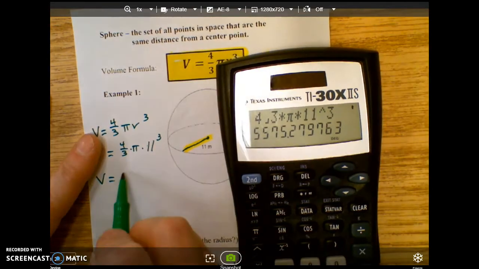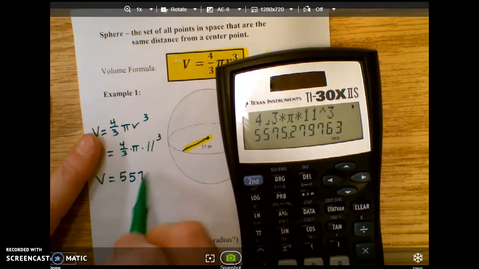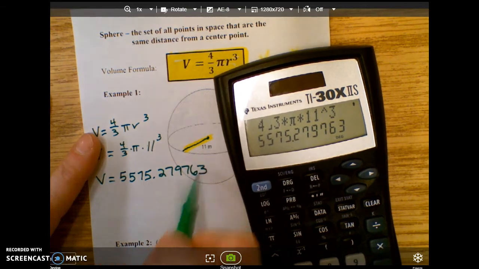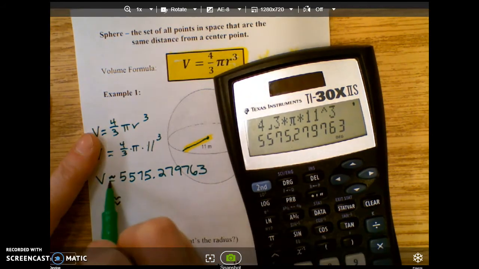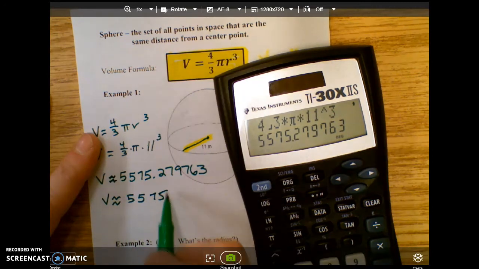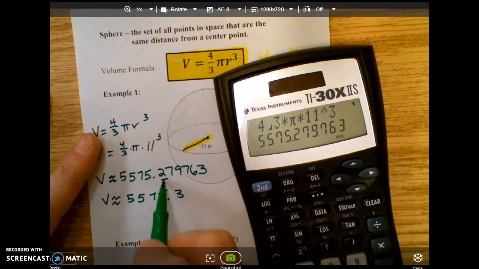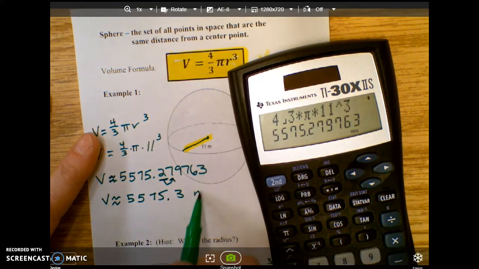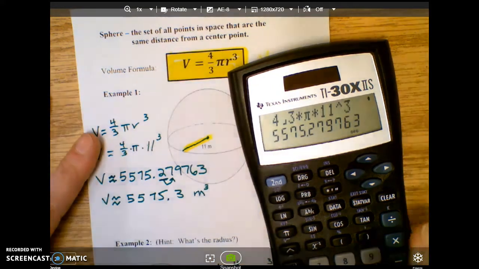So since we entered the pi into our calculator, we have this messy decimal answer. And that's okay, because typically we're going to round this off, and we're approximating at 5,575.3 if we were to round to the nearest tenth. Okay, and these units are meters, so remember we're dealing with volume, so it's meters cubed.